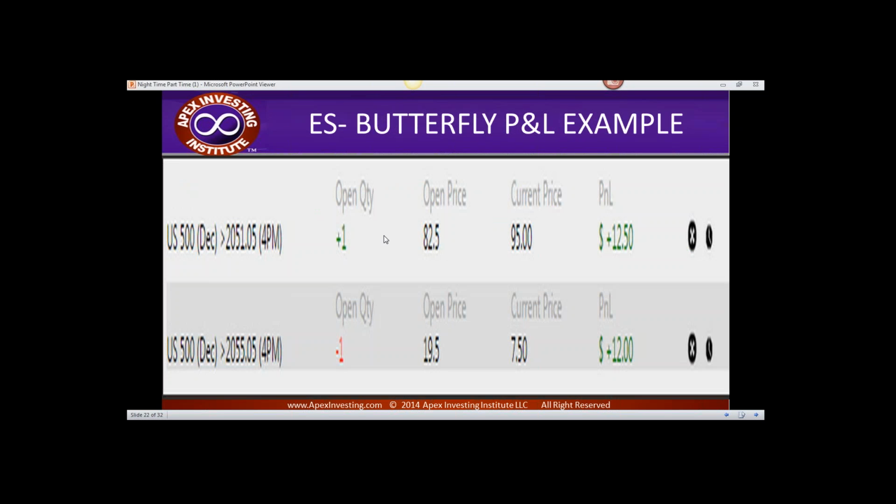I bought one at 82.50. I sold one at 19.50. So at the time of this screenshot, the one I bought was up $12.50. The one I sold was up 12 bucks. If it expired in the money, I'd make about 40 bucks on that trade. Okay, so it's just finding where there's no volume and the market's going to be flat, and being able to take advantage of a flat market by buying and selling.